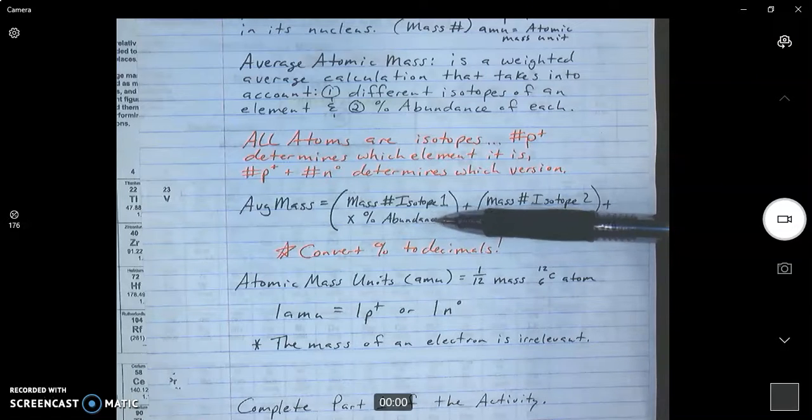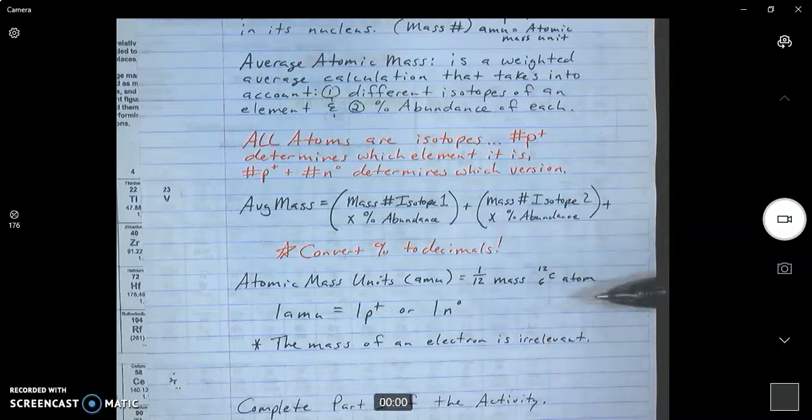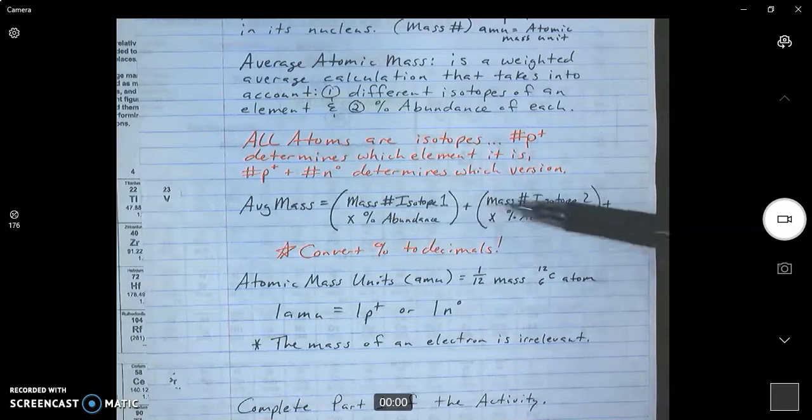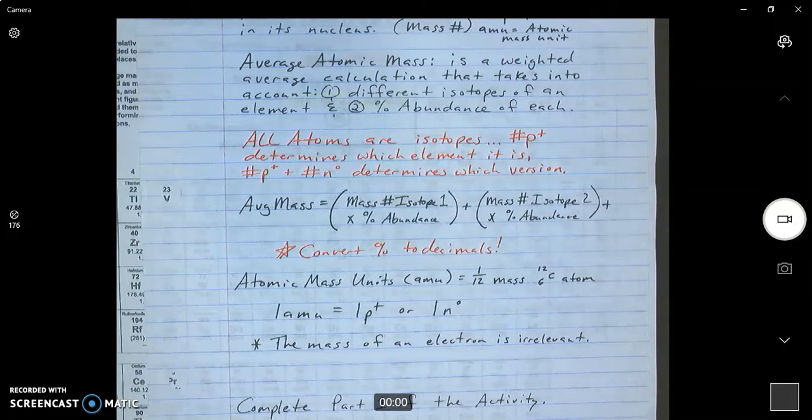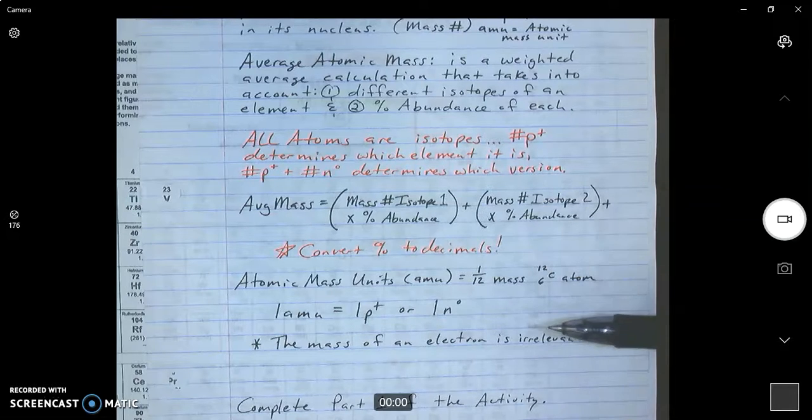So 95% would be written as 0.95. And then once we do that calculation for every isotope that we have, some have 2, some have 10 isotopes, we do mass times percent abundance, and then we find the sum. We add all of those up. Okay? Make sure you convert your percentages to decimals when you plug them in.